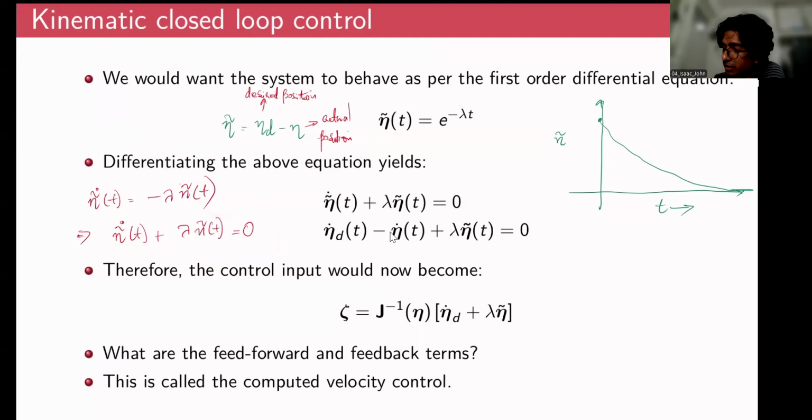And then what is this eta tilde dot? We have already seen that eta tilde is the difference between the desired and the actual coordinates, eta desired and eta. So if you take the derivative of it, you will get eta tilde dot as eta desired dot minus eta dot. So you substitute this into this, you will end up with this equation, right? So this is the desired velocity coordinates.